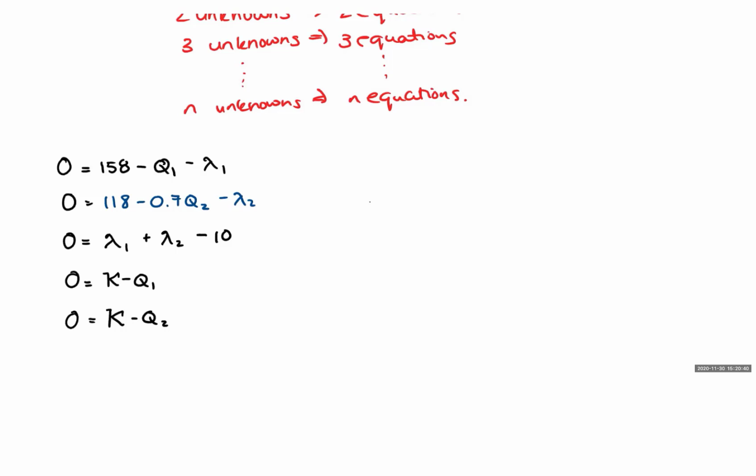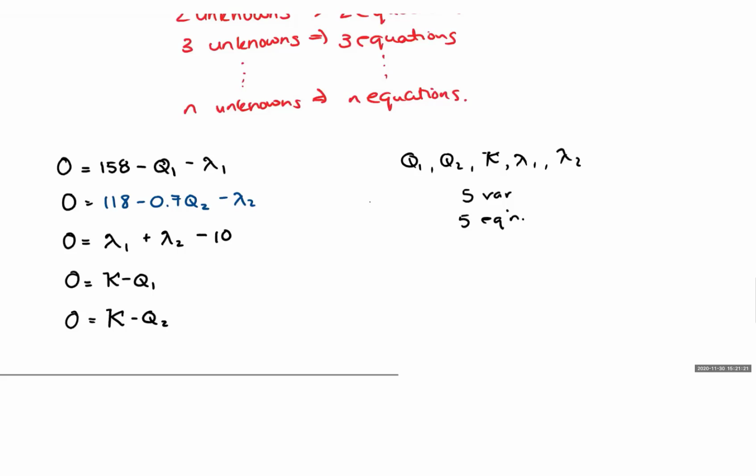So now how many variables do I have? I've got Q1, Q2, kappa, lambda 1, and lambda 2. 5 variables, 5 equations. I can solve this using all of the equations. I can solve this system of equations while keeping both constraints in the equations, so both are being considered. So now it's tedious algebra time.